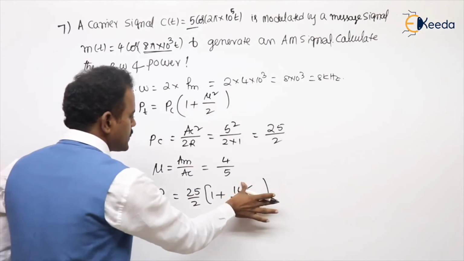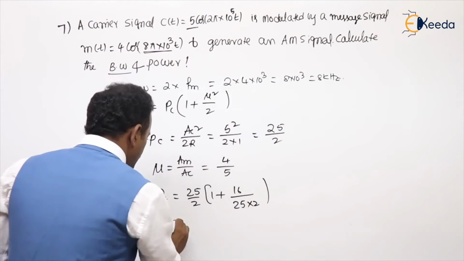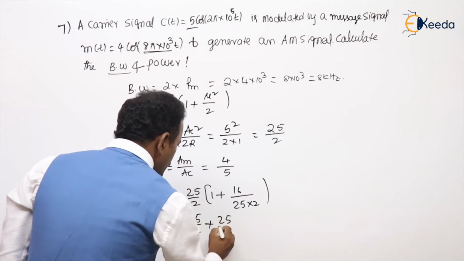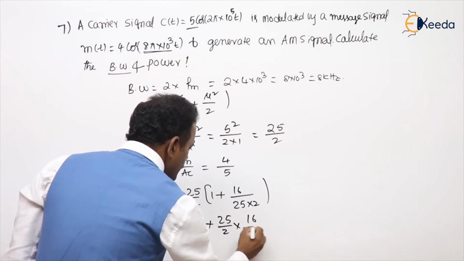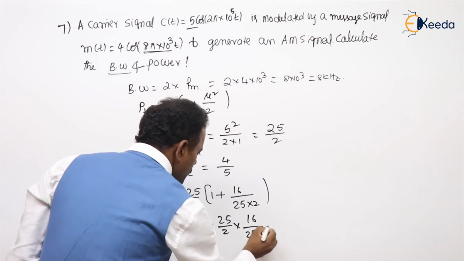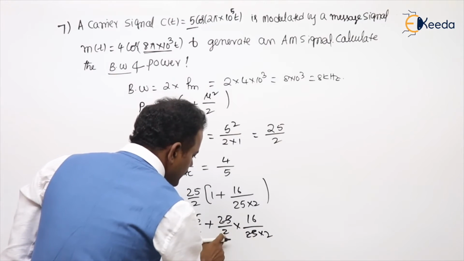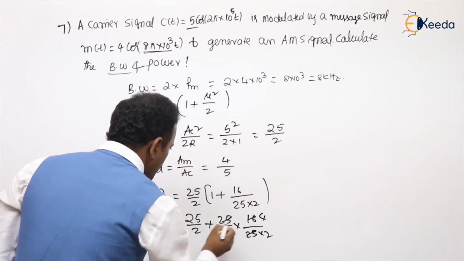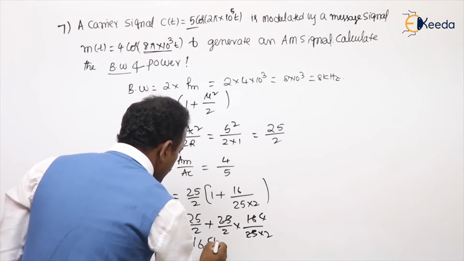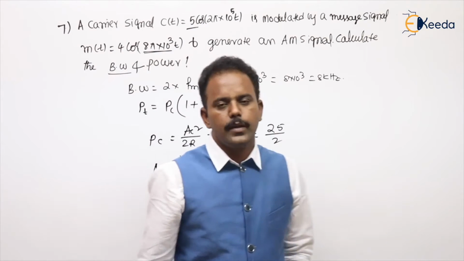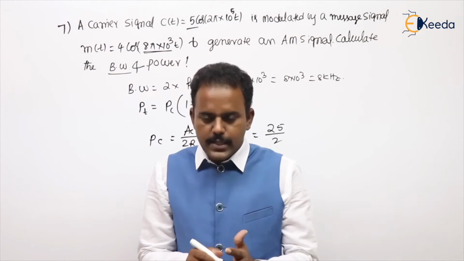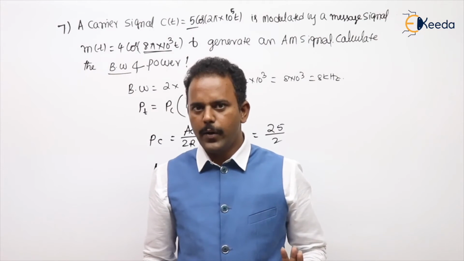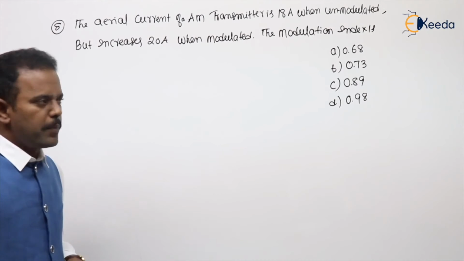Sorry, 4 squared will be 16, already squared. Then it will be 25 by 2 plus 25 by 2 into 16 by 25 into 2. 25, 25 cancelled. Then it will be 4 fours. This is 12.5 plus 4, 16.5. Power means watts. Getting my point? So 5, 6 and 7 are problems based on the expressions in AM. Got my point? See the problem.